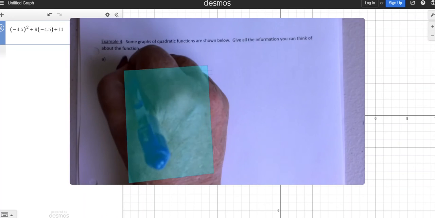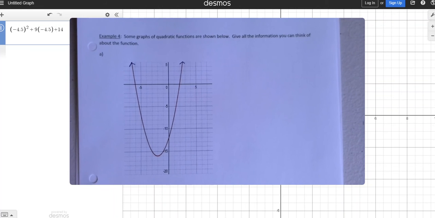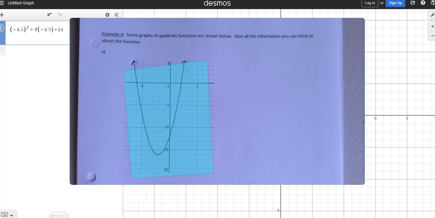So here I've got a parabola. And I'm going to start by talking about things that I can see graphically, and then we'll turn that into things that I perhaps know about the function itself, the algebraic representation. So graphically, let's just start with what we just talked about. This opens up, and so the end behavior is up to the left and right.